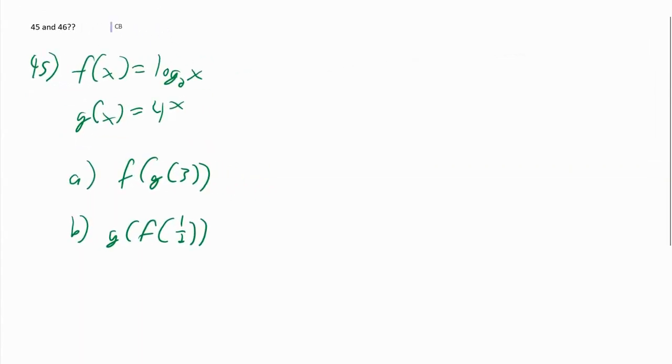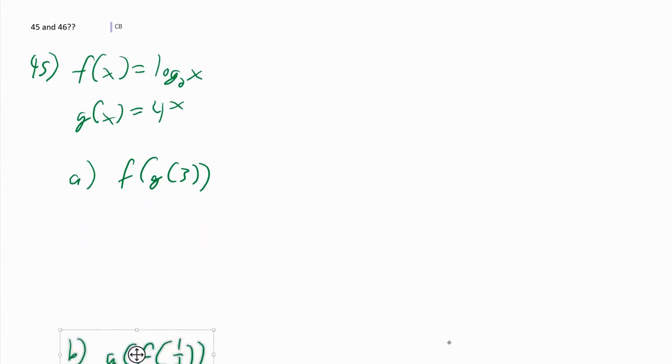45 is a problem about composition of functions. So the first step of this is asking for f of g of 3, which means to first take the input of 3 and plug it into the g function. That would mean 4 to the x now becomes 4 to the third power.